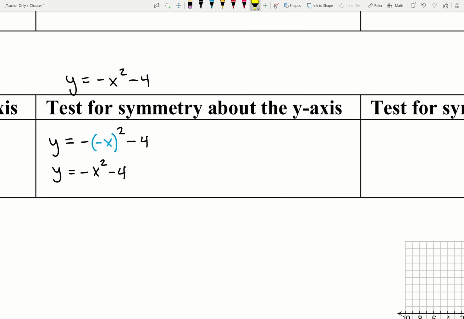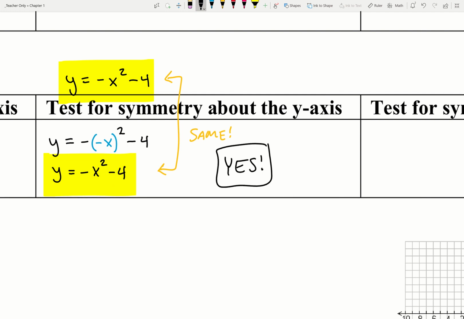So what I realize here is that I do end up with exactly what I started with. These are the exact same as each other. And so I would conclude that I do have this type of symmetry. This is going to be a yes. This does have y-axis symmetry here in this example. So that would be a yes.